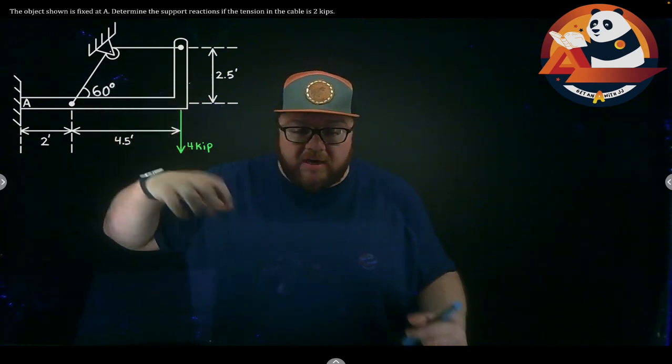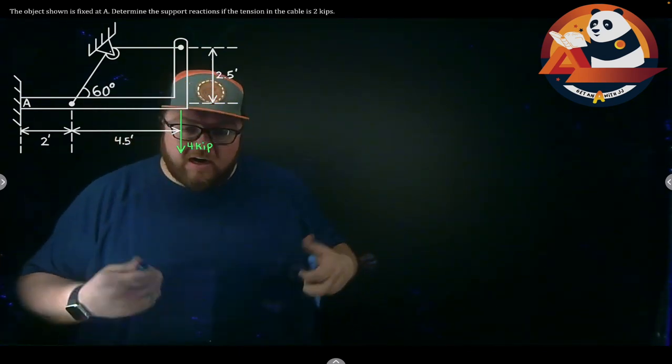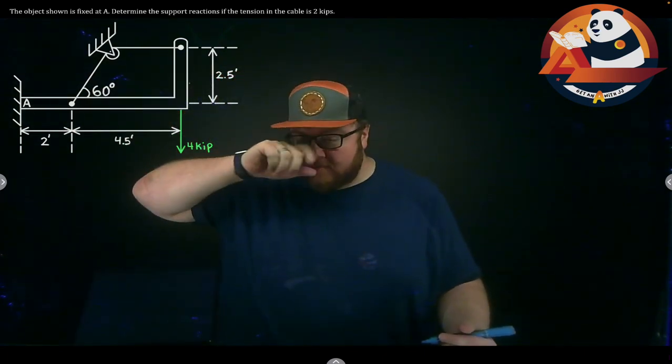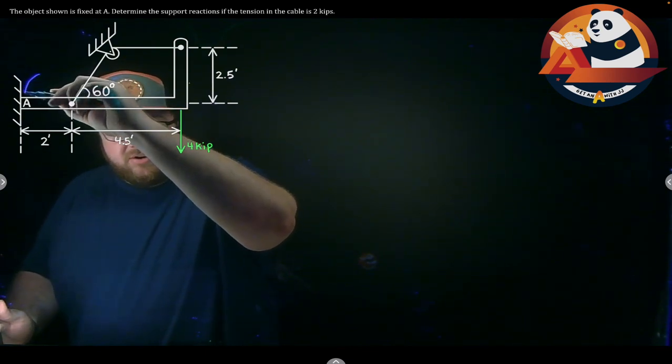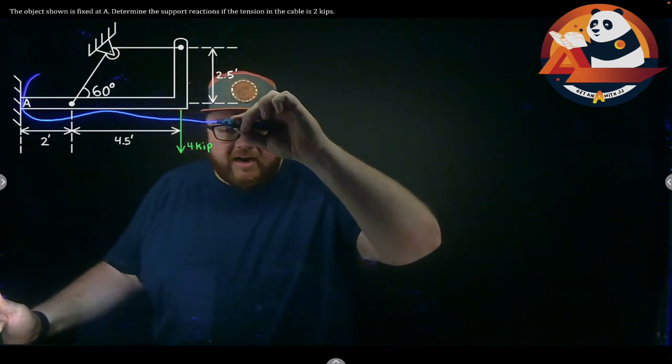If we're doing equilibrium, we have to have a free body diagram. So let's start with a free body diagram. Let's circle around this, freeing it from its supports. We'll start right here. We're going to cut through that support at A. We're going to start going down and around everything.